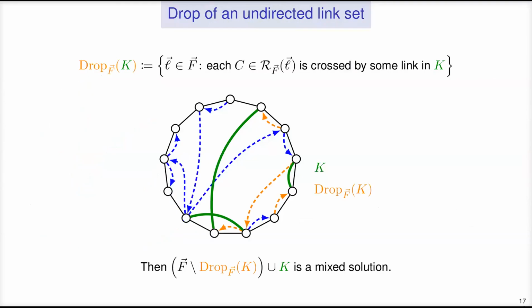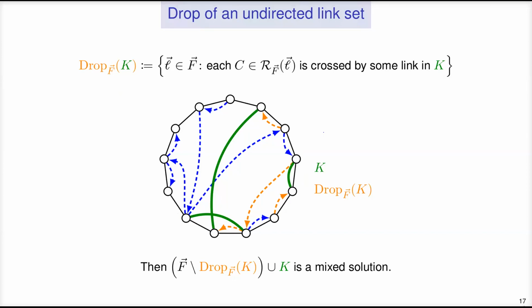So now there's a canonical way to define a drop. The way we define it is: if you have a current directed solution F arrow, and you add now an undirected link set K, then the links we're going to drop here are precisely those directed links that have the following property: all the 2-cuts for which they were responsible are covered by the green links. And then we can drop them.